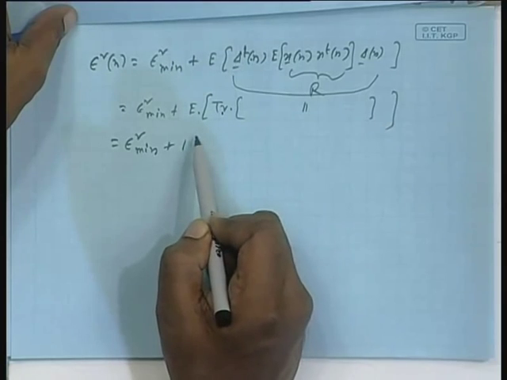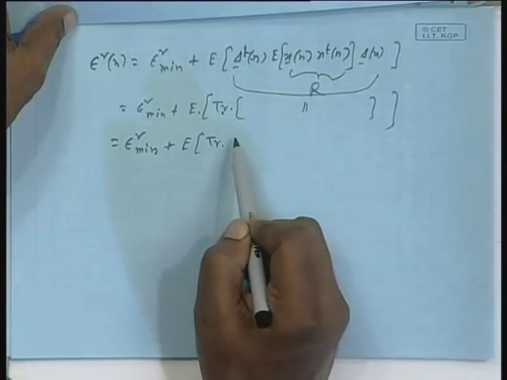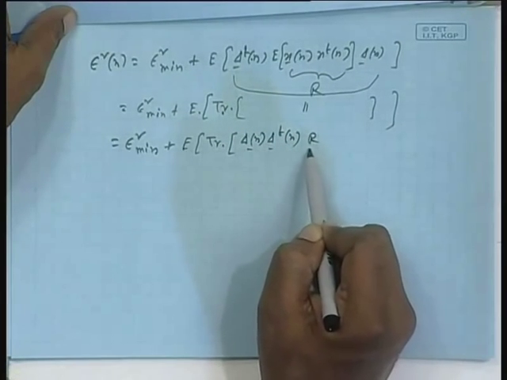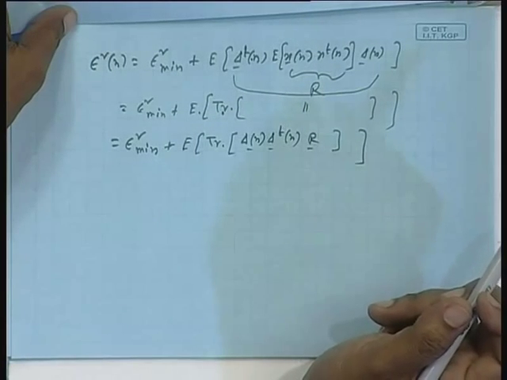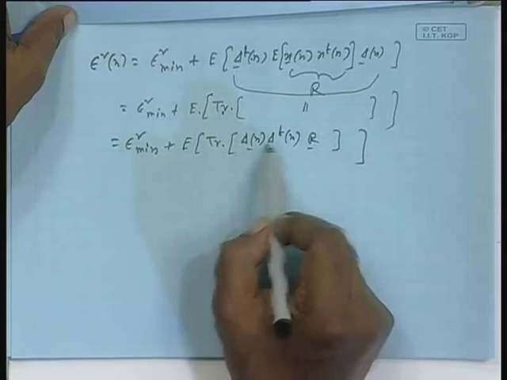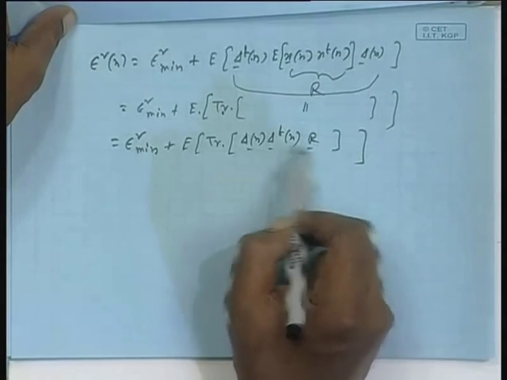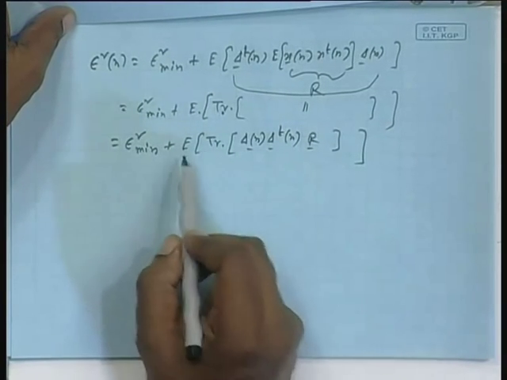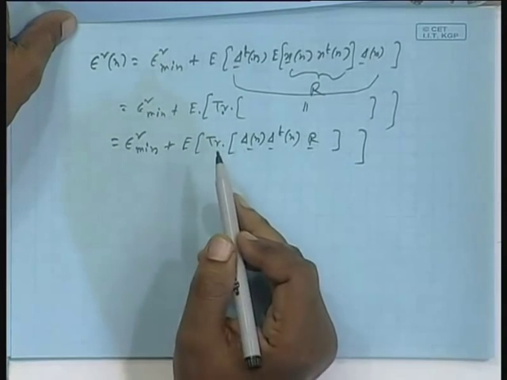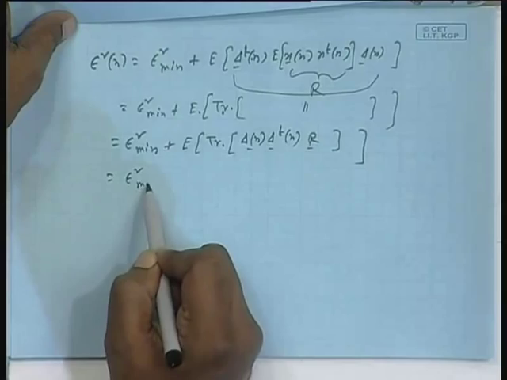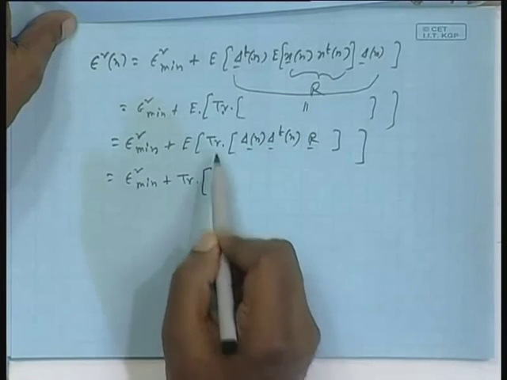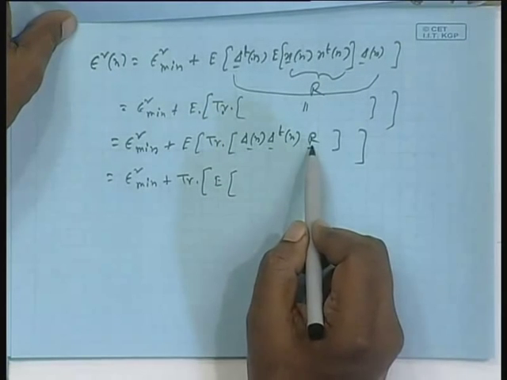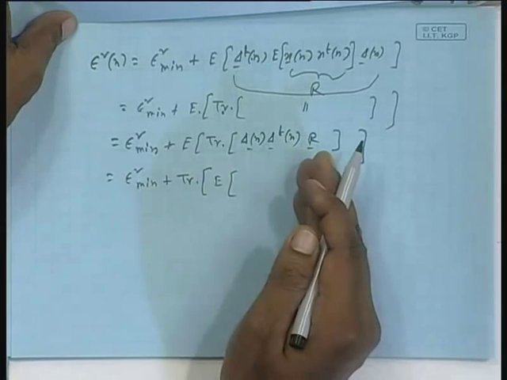And this trace, still this is a scalar quantity only. Delta delta transpose is a matrix, matrix into matrix, trace of that, trace is a scalar. And expected value of trace or trace of expected value, they are the same, I told you. So now what I do, I take the trace out, put it in, and remember R is not random. So R can be taken outside the E operator.